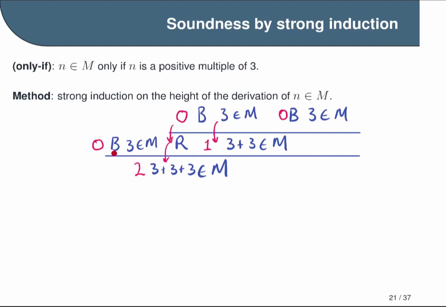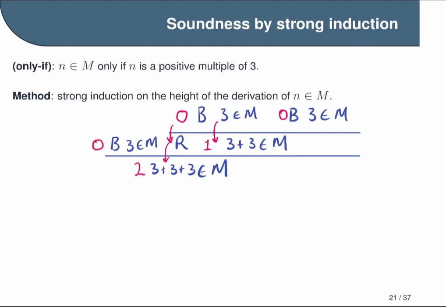This element has height 0, even though it's right above an element of height 2. That's not the case for all post systems, but it is the case for this post system and many post systems. And in fact, this is exactly the reason we need to use strong induction. And we'll come back to this point later in the proof.